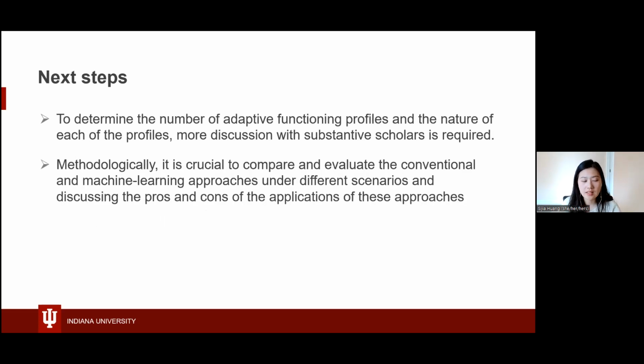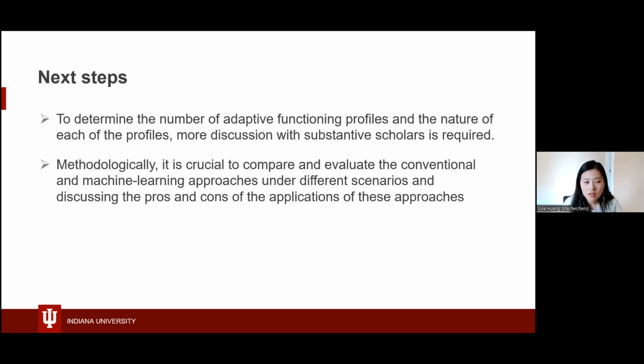And a few interesting next steps. Number one, my colleague and I will take a closer look at the data and results to determine the number of adaptive functioning profiles and the nature of each of those profiles, which can be really challenging since that's going to involve a lot of discussion going back and forth between clinical evidence and statistical evidence. Of course, this requires discussion with clinical psychologists, the substantive scholars, and also educators who have more experience designing intervention plans and specialized curriculum.